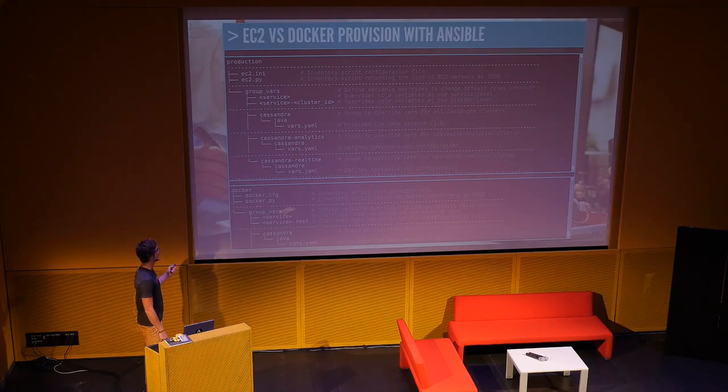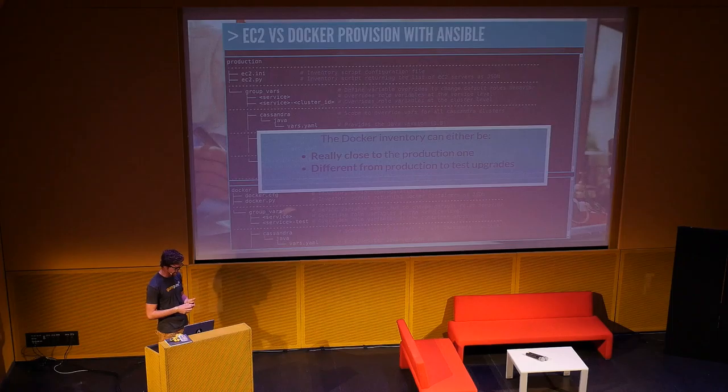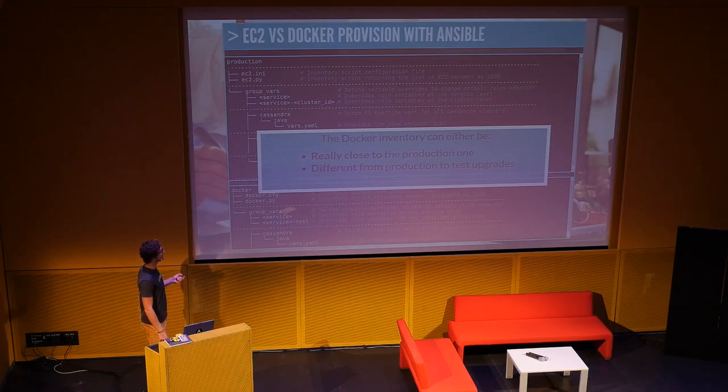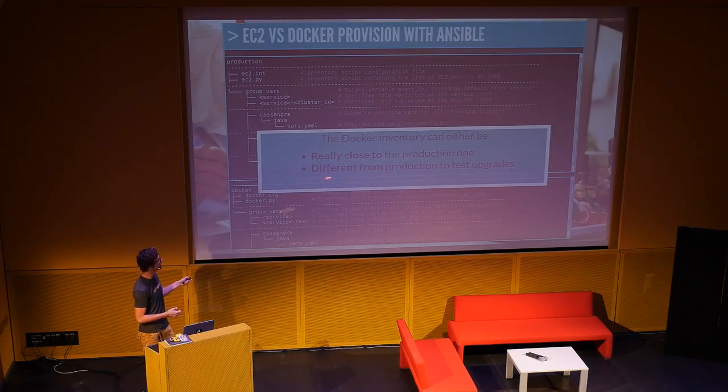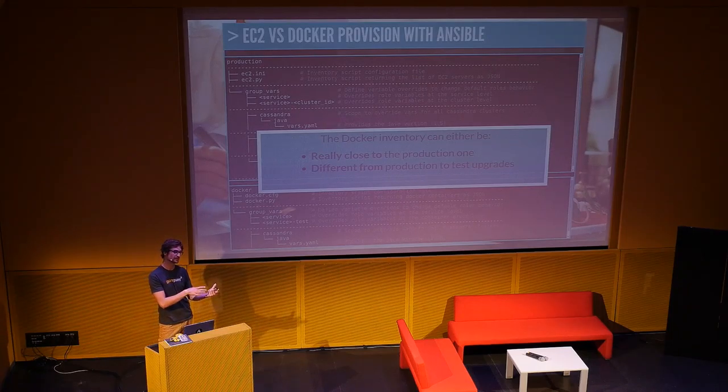And as you can see, it's actually really similar. The group vars are pretty much the same. We just copied all these group vars from one folder to another. The main difference is here, where instead of talking to Amazon, we're just going to talk to the Docker CLI, which is going to return the list of running containers on my machine.